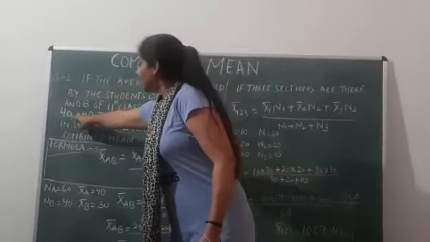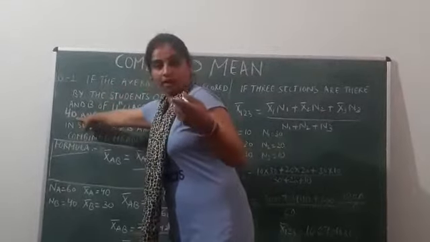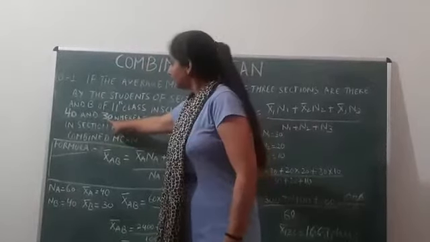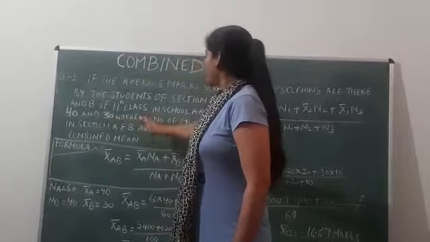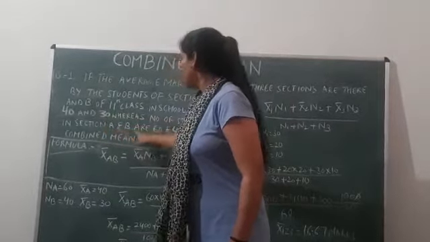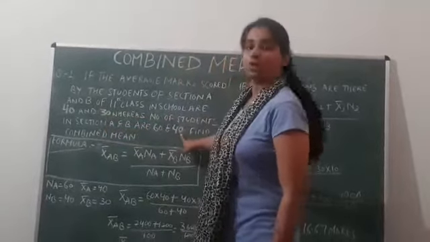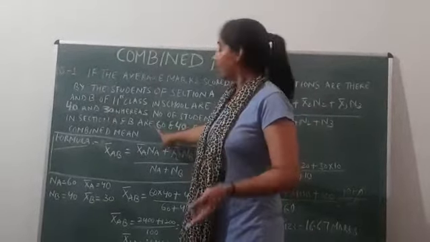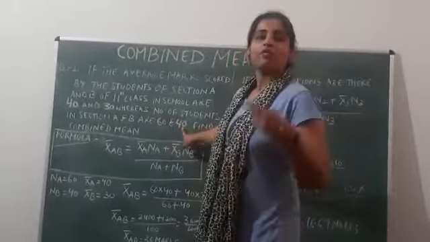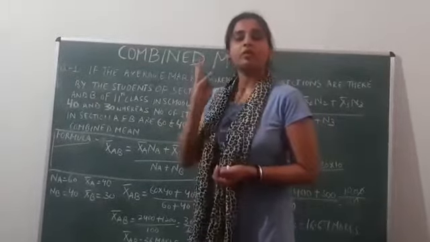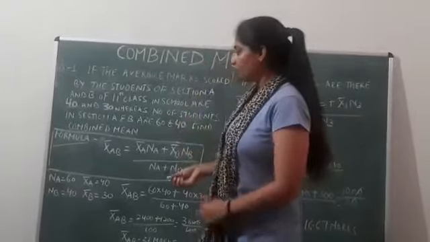Section A, the mean marks of section A are 40, right? And mean marks of section B are 30, right? Whereas the number of students in sections A and B are 60 and 40. In section A, 60 students are there, and in section B, 40 students are there. So how many things are given? We are given 4 things. What are these 4 things?